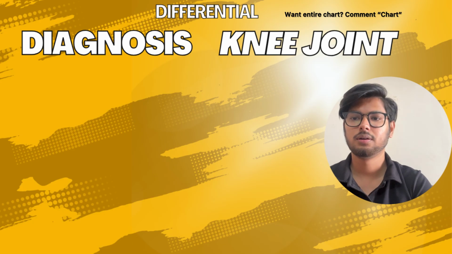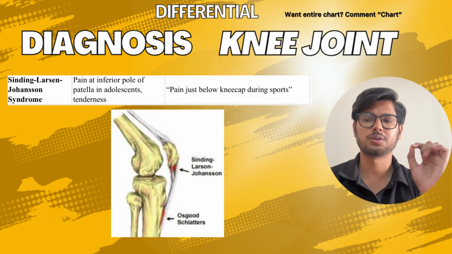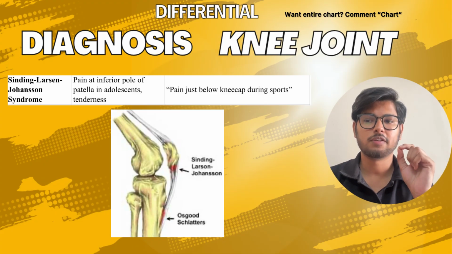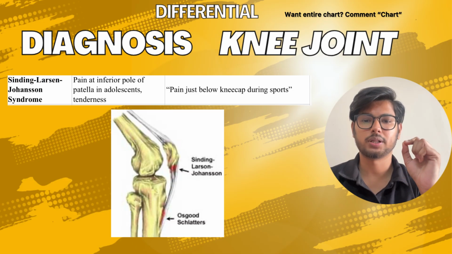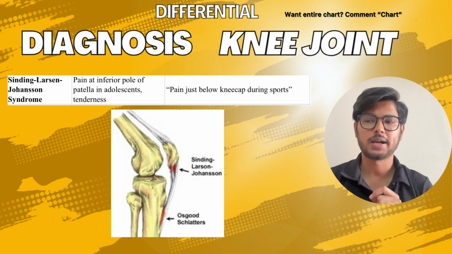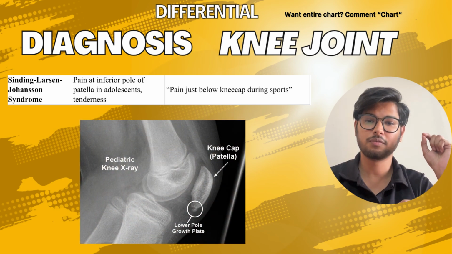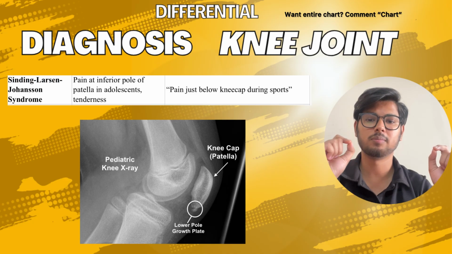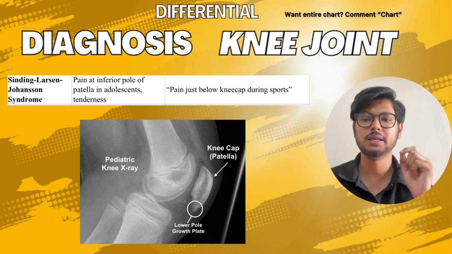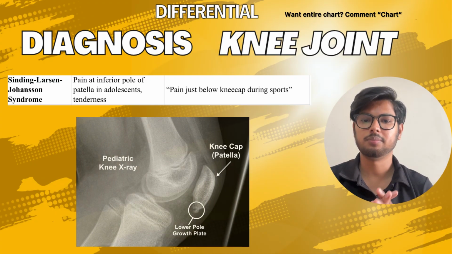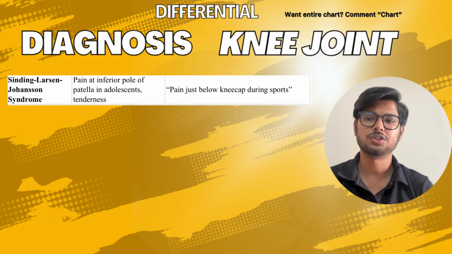Okay, now we have Sinding-Larsen-Johansson disease, which we call SLJ for short. In OSD there will be more pain and tenderness at the tibial tuberosity. But if you compare with Sinding-Larsen-Johansson disease, there will be pain at the inferior pole of the patella. Like we discussed for OSD, the chipment is from the tibial tuberosity, but in SLJ there will be a chipment from the inferior pole of the patella on the X-ray. Again, tenderness will also be present at the patellar tendon area. And again, the chief complaint will be pain just below the kneecap during sports.